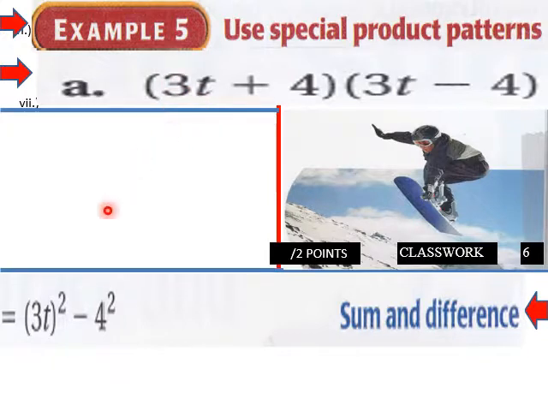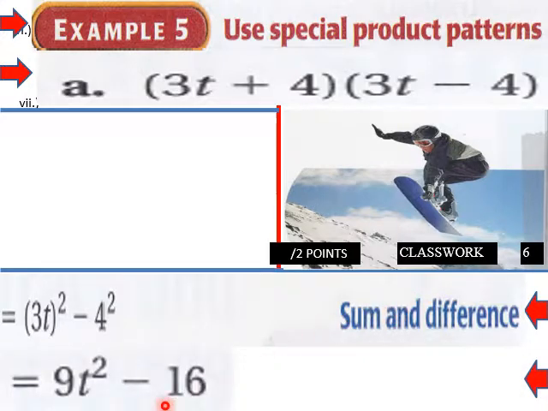So let's use special patterns here. So we have 3t plus 4, 3t minus 4. We have a sum and a difference. So by using our pattern, we have 9t squared minus 16. We just square our first a, and then take the negative of b and then square.